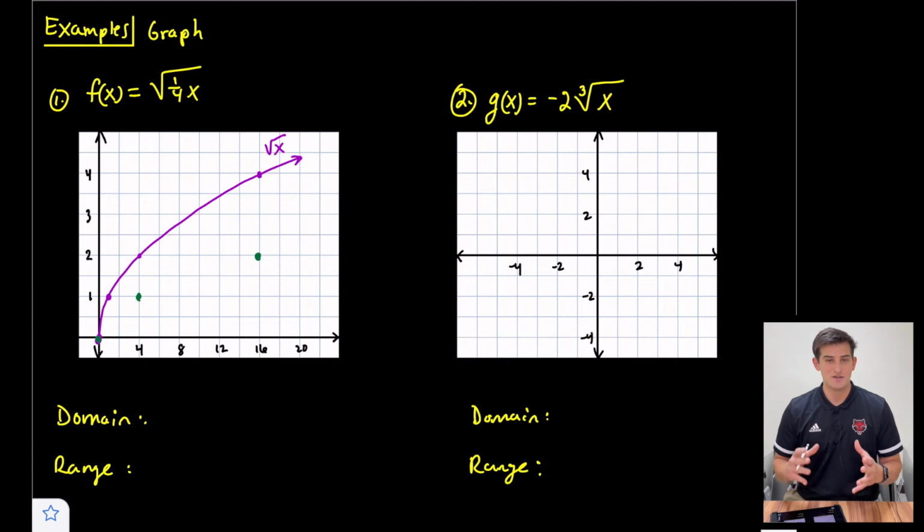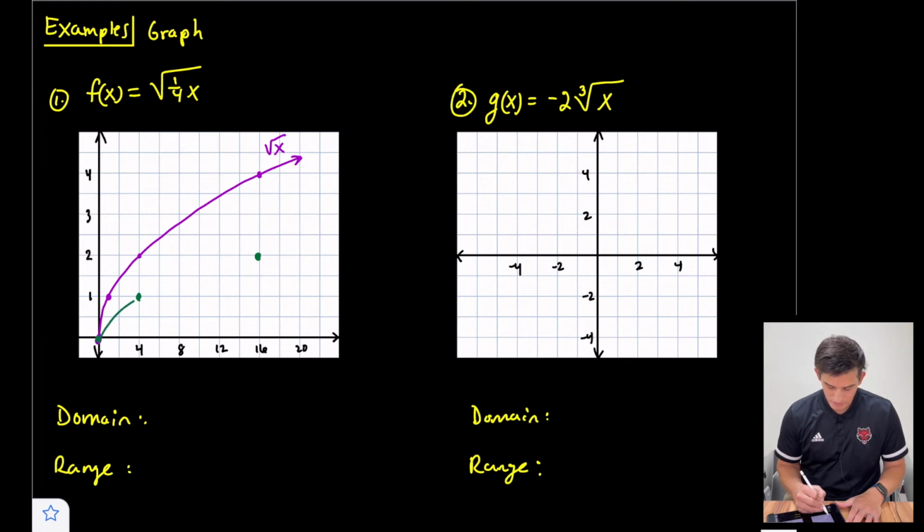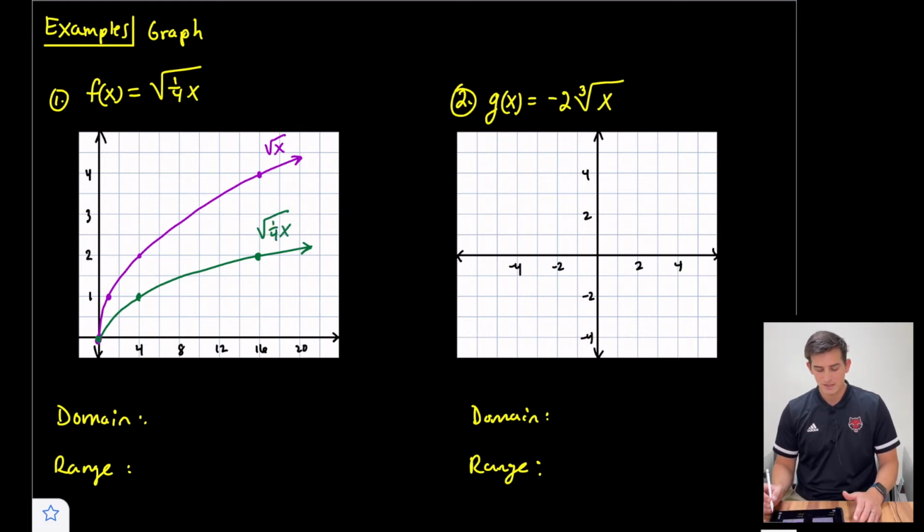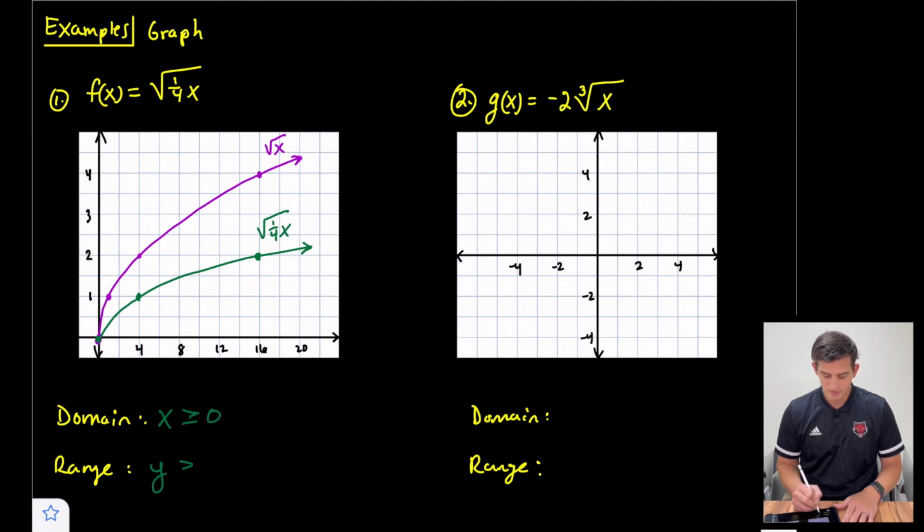As you can see, with an x value of 16, we're not going to have enough room to graph that. So we're going to stick with these 3 points right here, and draw our curve, and it's going to look just like that. Now this one would be the square root of 1/4 x. We horizontally stretched it away from the y-axis. Our domain should not change here: still x is greater than or equal to 0. Same for the range: y is greater than or equal to 0, because we're still in the first quadrant.